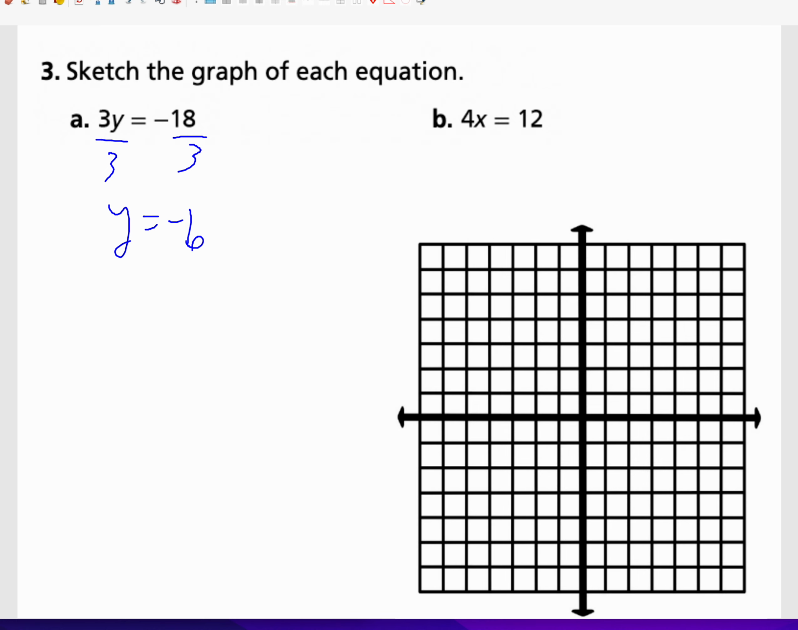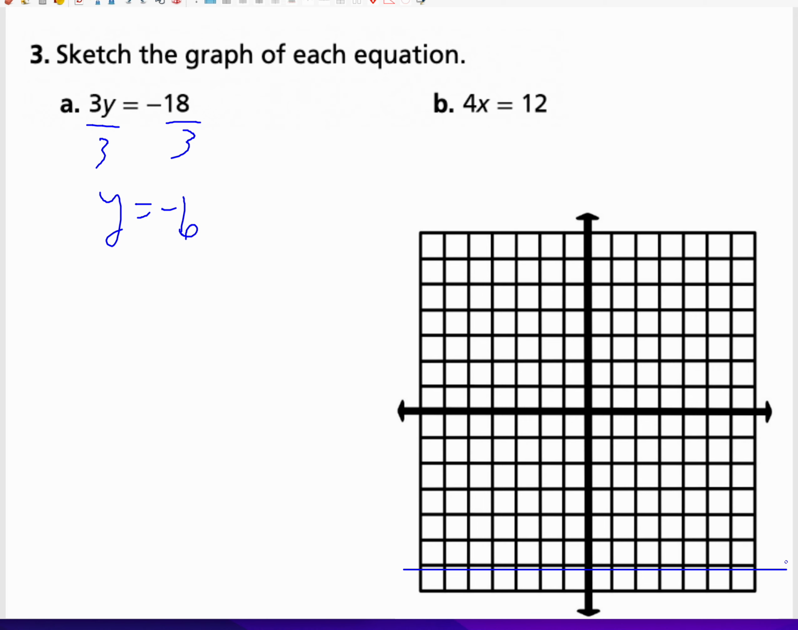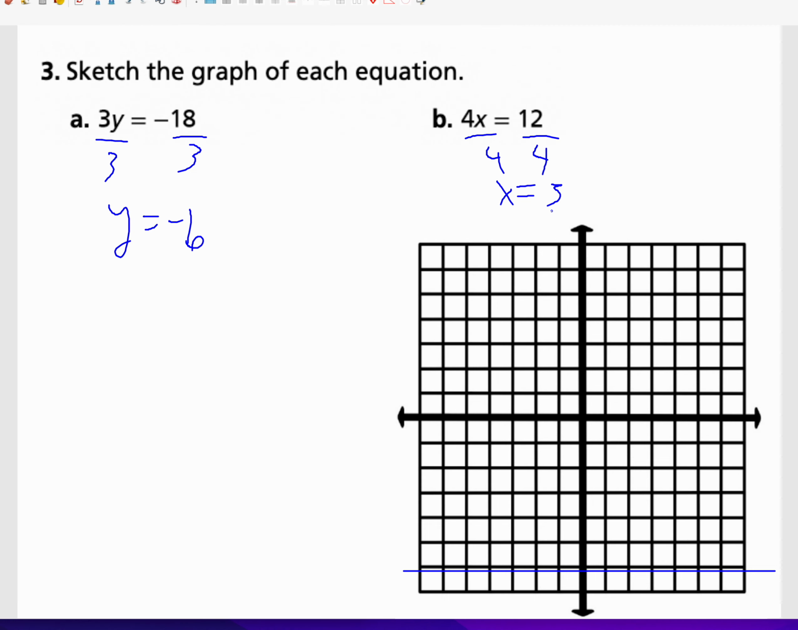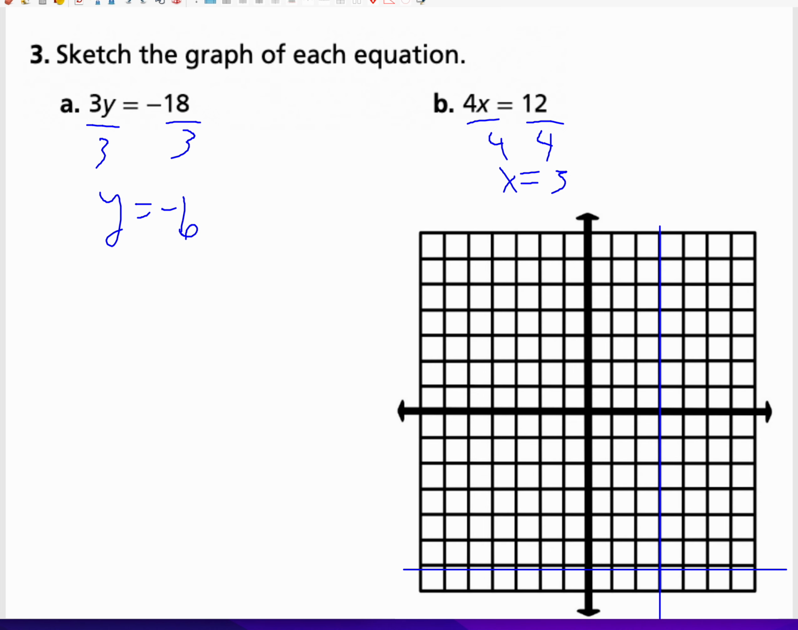Horizontal. It's a 0, so it's down here at the bottom, I kinda missed the line, but it should be down there at the bottom. And then 4x equals 12, vertical, so x equals 3. So that should be right here. Oh, that's the wrong graph.